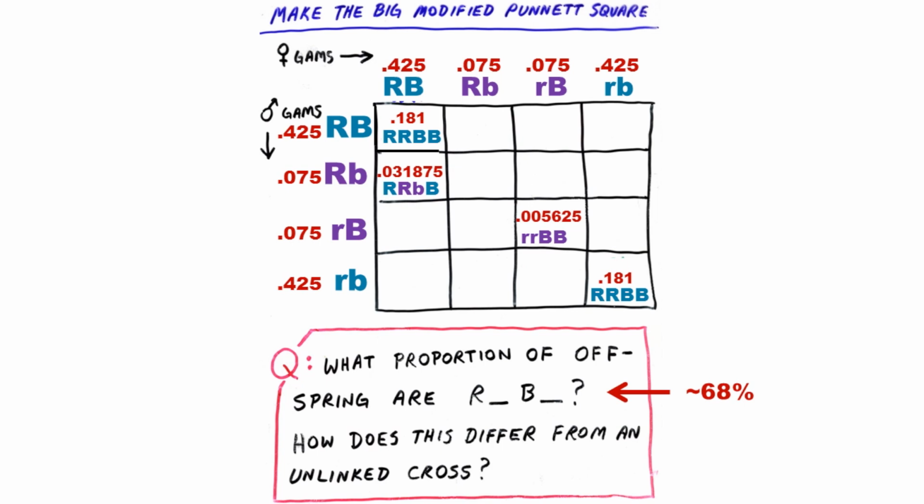Next question says, how does this differ from the unlinked cross? Well, in the unlinked cross, big R, something else, big B, something else is 9 out of 16. What's 9 out of 16? 56%. So we say, all right, we got more of the big R and big B showing up together. Well, that's because they were in coupling linkage phase. So the difference between this cross of linked genes and the unlinked gene is that certain genotypes in the offspring are going to show up more commonly. Certain traits are going to go together.